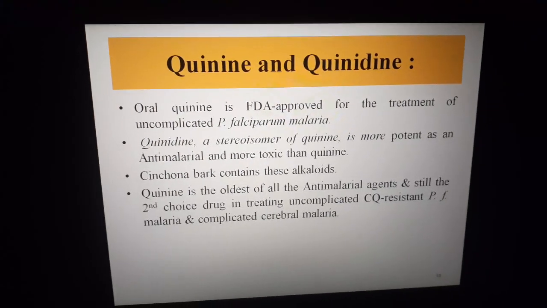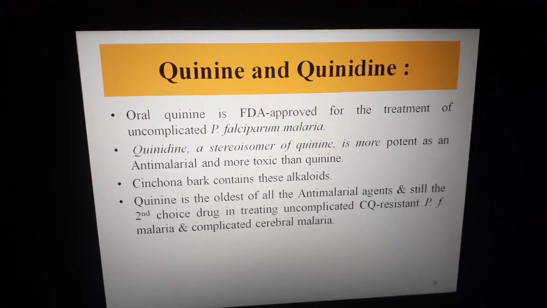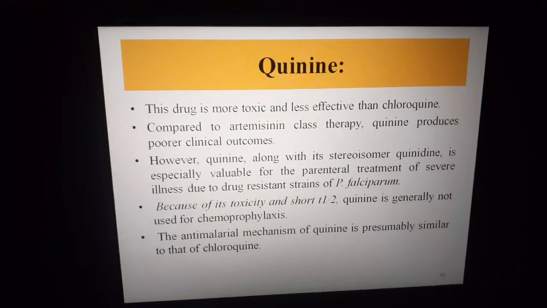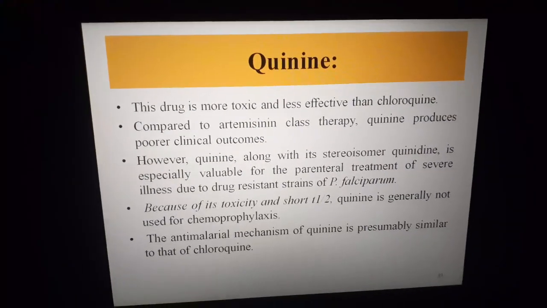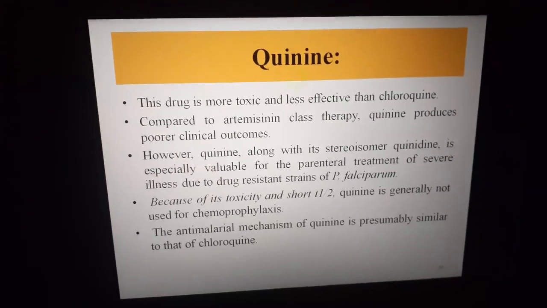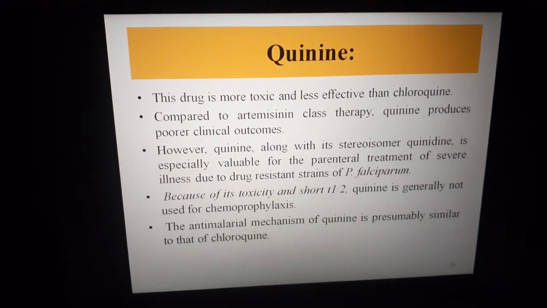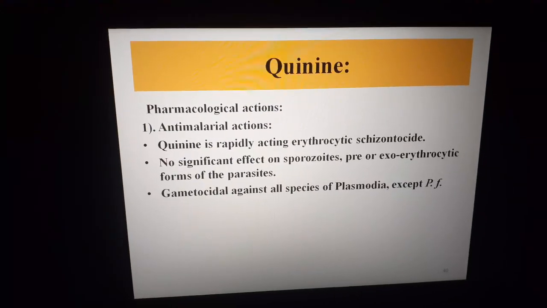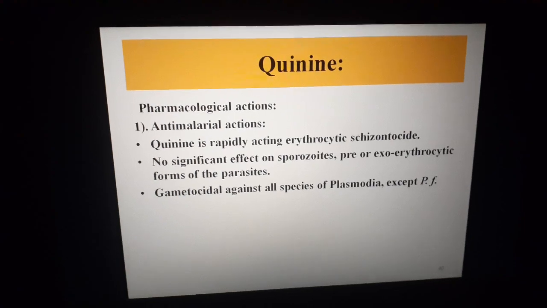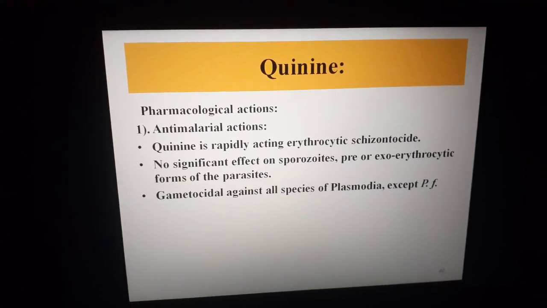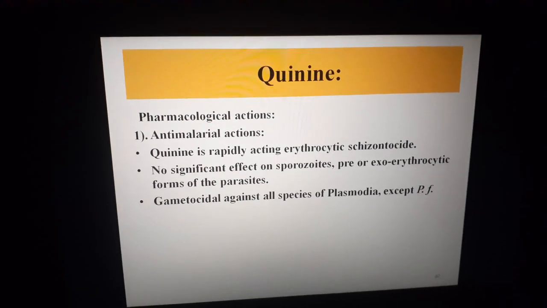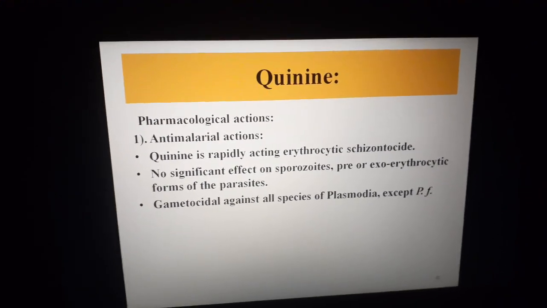Quinine and quinidine. Oral quinine is FDA approved for the treatment of uncomplicated Plasmodium falciparum malaria, but the drug is more toxic and less effective than chloroquine. Compared to artemisinin class of therapy, quinine produces poorer clinical outcomes. Pharmacological actions of quinine include antimalarial actions, and these are rapid acting erythrocytic schizonticide, but no significant effect on sporozoites, pre or exoerythrocytic forms of the parasites.